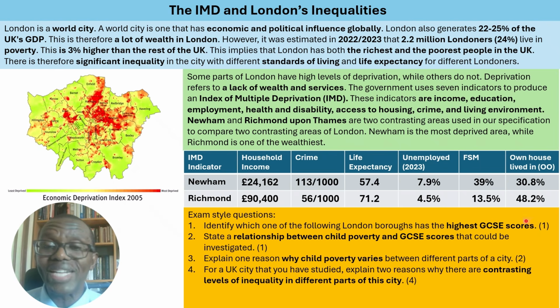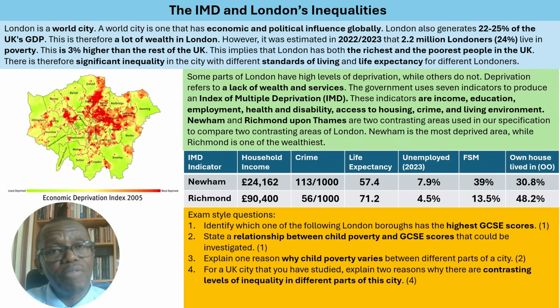Then, of course, that is related to free school meals as well, because that has an implication on performance in school as well. Then we have a stated relationship between child poverty and GCSE scores that could be investigated. Now, I believe that was the same paper.